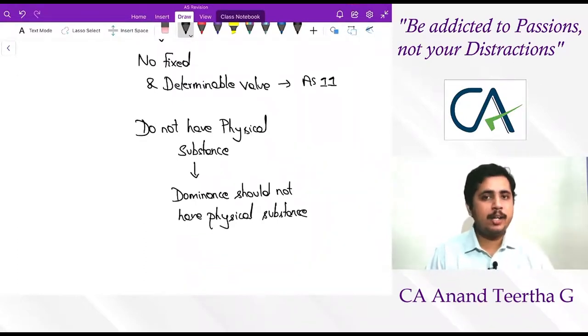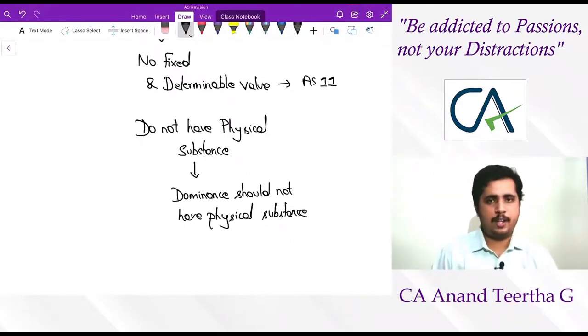But is that dominant? Whether the pen drive is dominant here? No. The software in the pen drive is dominant. So therefore, dominance should not have physical substance. Only to hold it, only to keep it, if you have a physical substance, then it's totally fine.